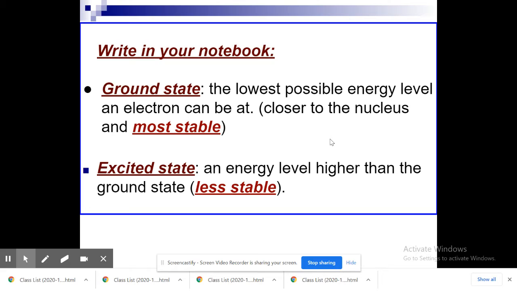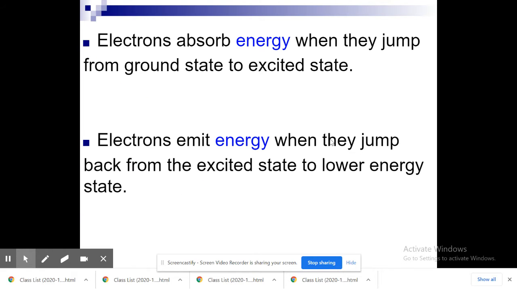And also, if we give energy, the electrons can absorb energy and jump to a higher energy state. We call it excited state. In the excited state, it's not stable. Okay, it's because the energy is higher, but it's not stable. What's going to happen is the electron will automatically jump back from the excited state to the ground state.